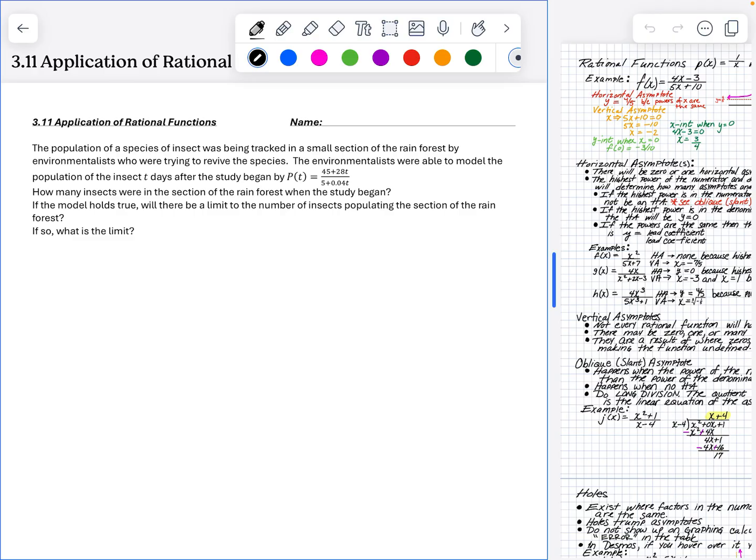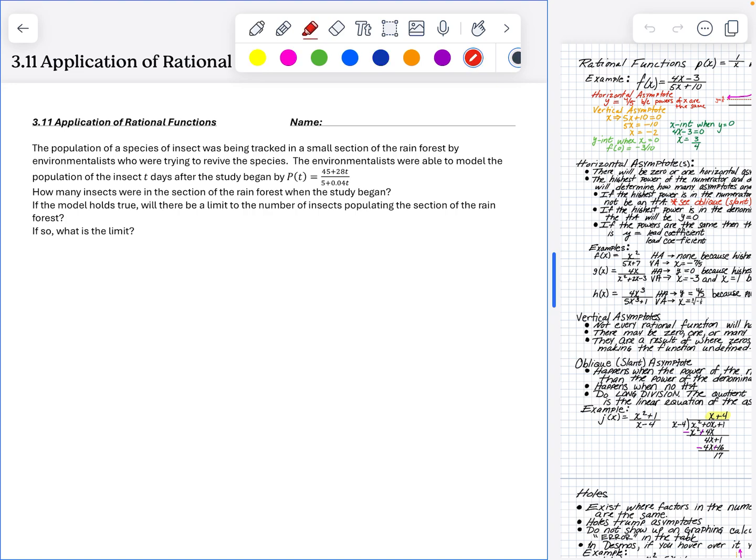Then the question says, how many insects were in the section of the rainforest when the study began, and if the model holds true, will there be a limit to the number of insects in the section of the rainforest, and if so, what is the limit?